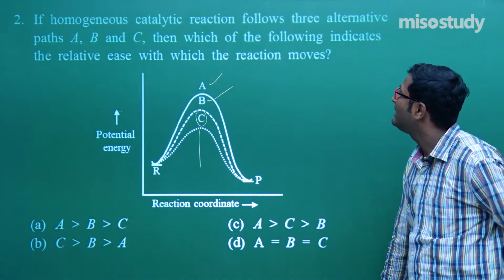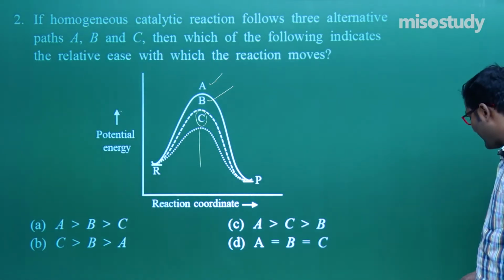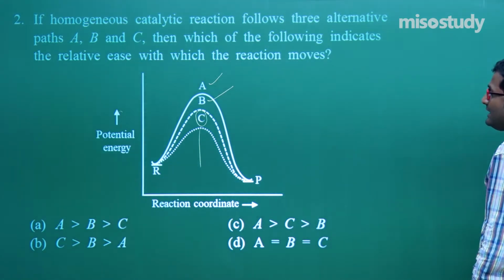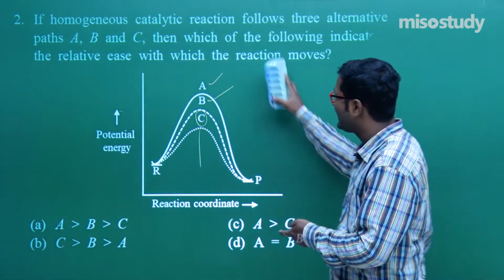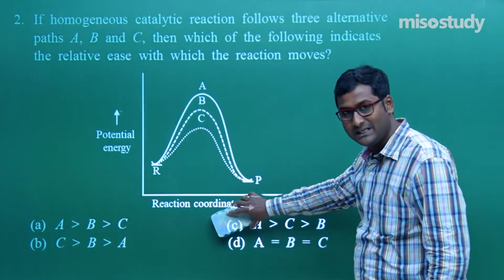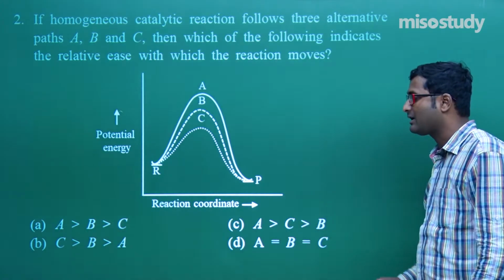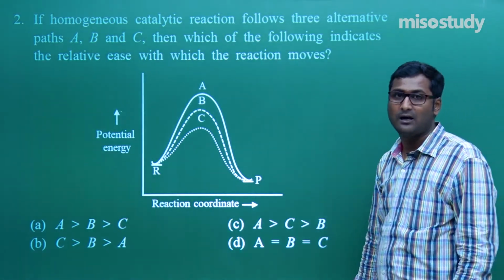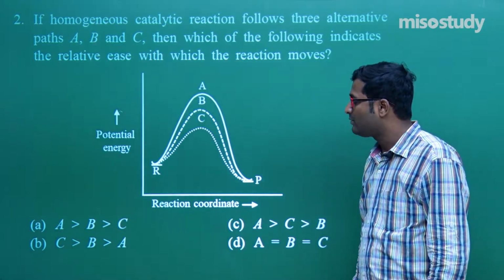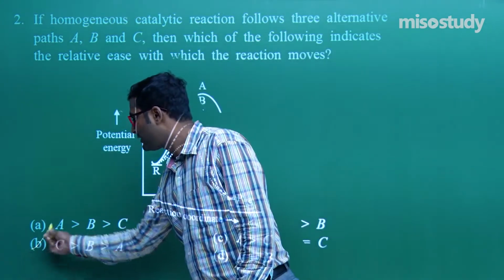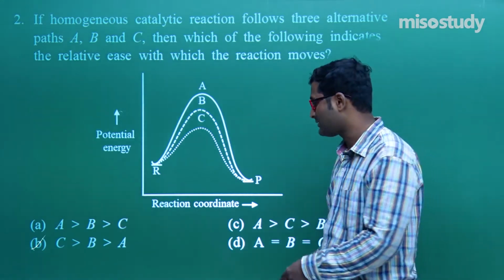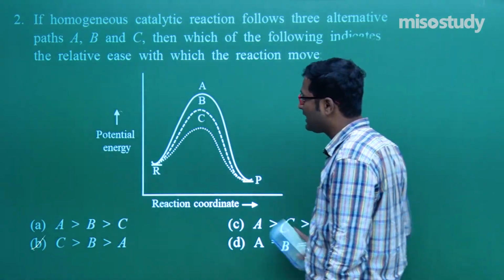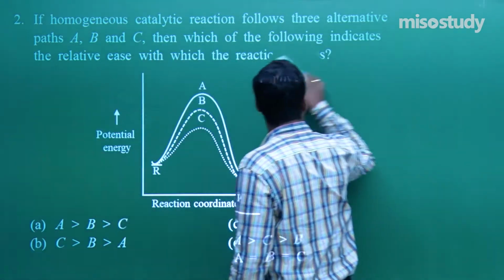So according to the theory, less activation energy, faster is the reaction. So what is given here? Which of the following indicates the relative ease with which the reaction proceeds? So we can say first comes C, then there comes B, and then there comes A. So we can easily observe that for question number 2, B is the correct option. Am I right? Yes, sir. Now I am going to rub this part and we'll discuss the next question.